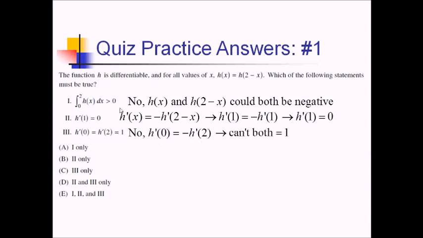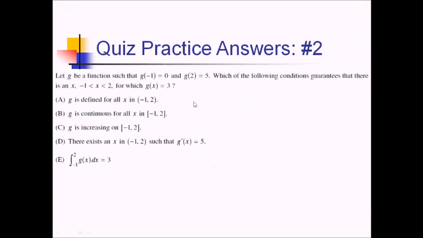These h prime of 0 and h prime of 2 can't both equal 1 and still have this equation come out true. The only way this comes out true is if both of those are 0. So therefore, the only true statement here was 2, so that would be choice B.